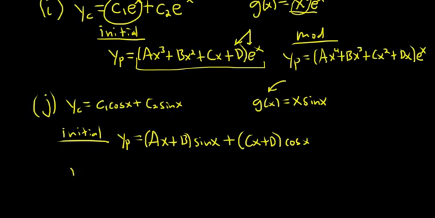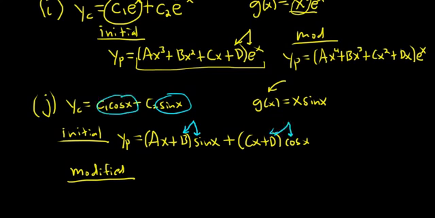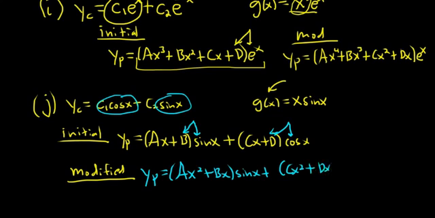Now for the modified, we have to look only at the terms of yc and at our yp. So you might say, well, there's no repetition, but no, yes there is. Look, b sine x repeats with sine x, and d cosine x repeats with cosine x. So we have to multiply the whole thing by x. So yp would be ax squared plus bx sine x plus cx squared plus dx cosine x. And that would be our modified.